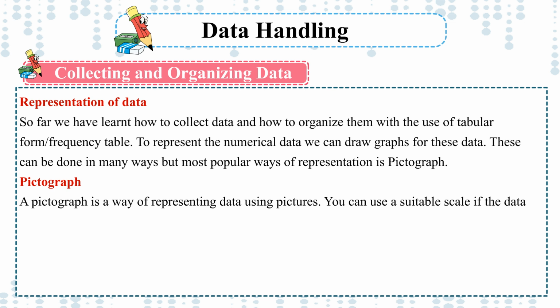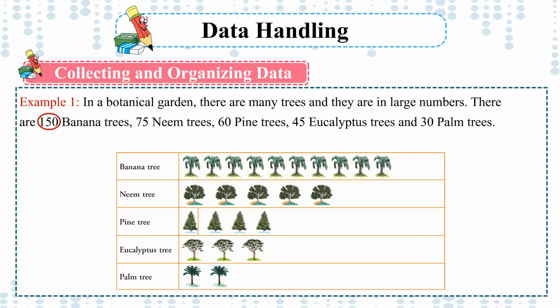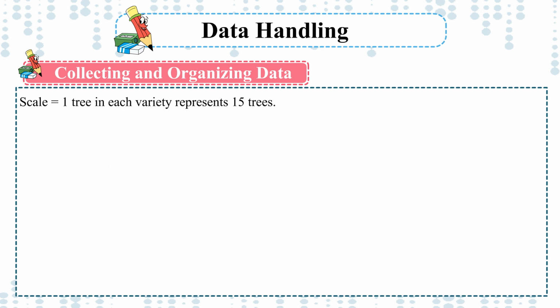You can use a suitable scale if the data is of large numbers. Example 1. In a botanical garden, there are many trees and they are in large numbers. There are 150 banana trees, 75 neem trees, 60 pine trees, 45 eucalyptus trees, and 30 palm trees. This can be represented by a pictograph. Banana tree, neem tree, pine tree, eucalyptus tree, palm tree. Scale: 1 tree in each variety represents 15 trees.